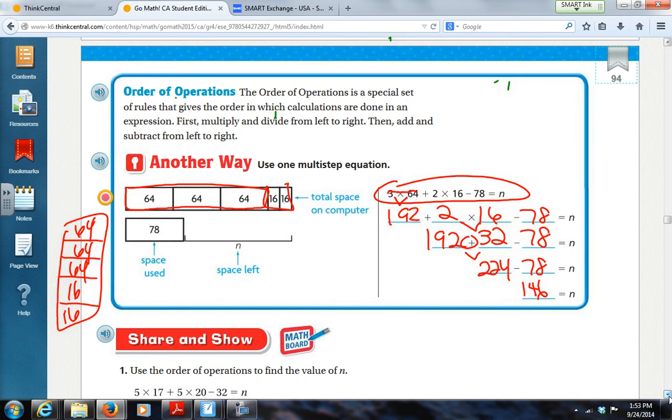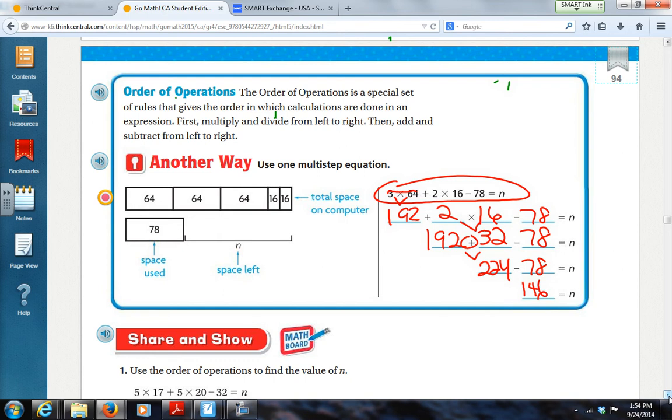So you can solve it the first way that we did it, or you do it the second way. Whichever way works best for you. No, I'm circling it because Carolina said subtract.